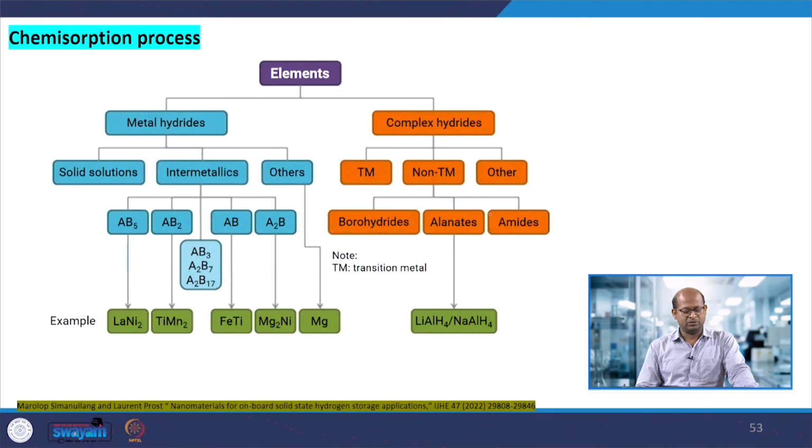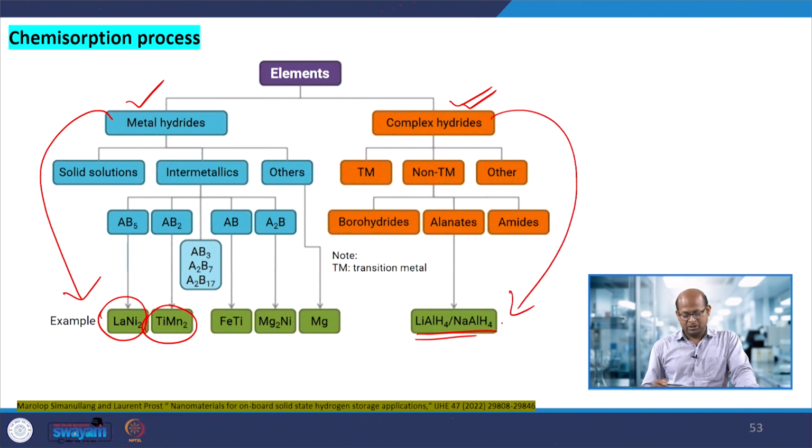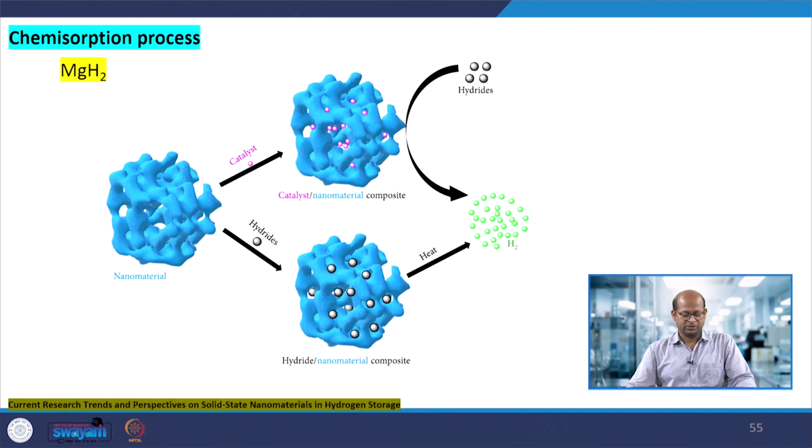Now the chemisorption process. In this type of process, we can classify the materials in different ways. One is metal hydrides, another is complex hydrides. In metal hydrides, lanthanum and nickel are examples. And complex hydrides are different types of sodium aluminum hydrides and lithium aluminum hydrides. These are the materials that can be used to store hydrogen reversibly. When we store hydrogen in these materials and want to release it reversibly, then we have to use some catalysts.